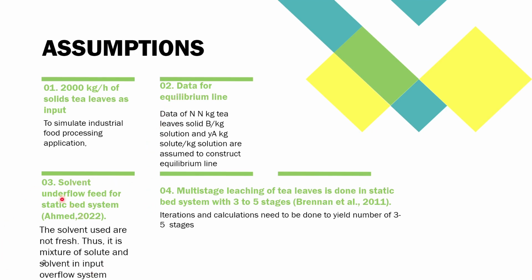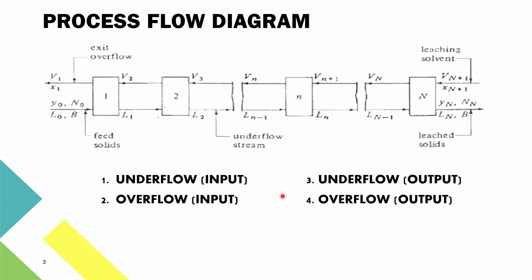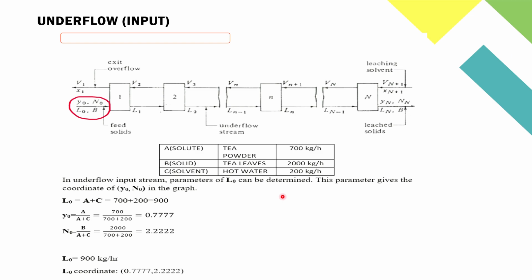Thirdly, based on some research, tea-leaf leachings were done in a static batch system, thus our overflow solvent is not fresh and has a mixture of solute. Lastly, we need to do iterations and calculations in order to obtain this range of number of stages. Here is the general process flow diagram of multistage leaching. We will then do our calculations part by part.